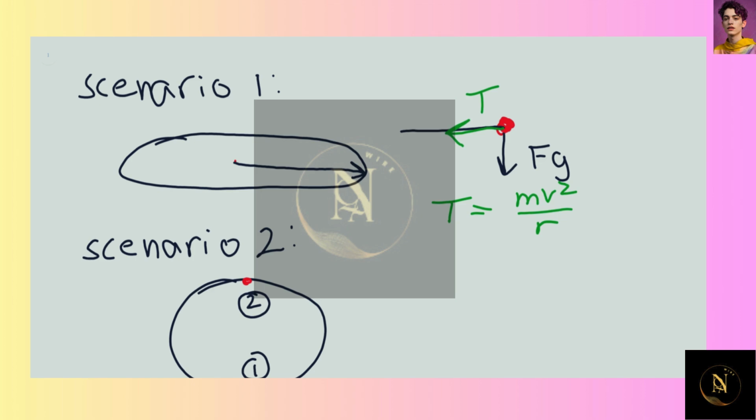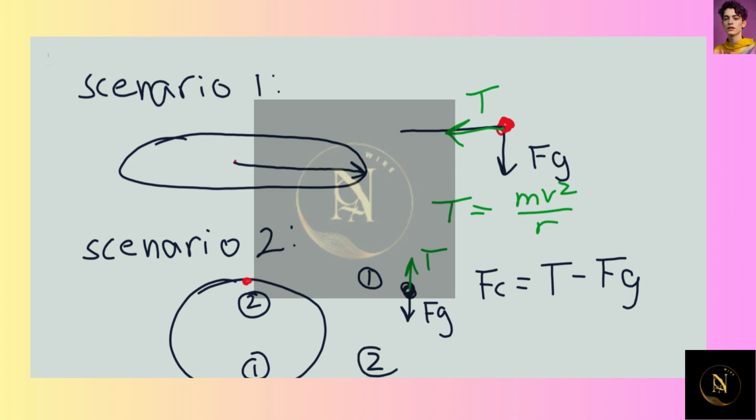Now, our second scenario is a little more complicated. We're going to look at two specific points. Point 1, the bottom of the circle, and 2, the top of our vertical circle. Now, at point 1, we have a force pointing downward, Fg, and a force pointing upward towards the center of the circle, T. So that means that in this case, the centripetal force must be equal to the difference between these two. It's T minus Fg.